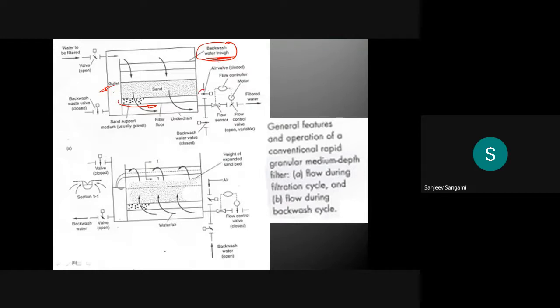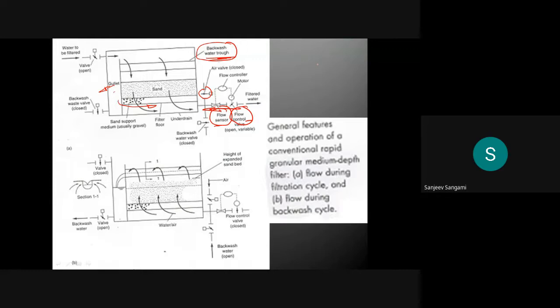Here you can see that air valve. Sometimes air will enter, so this is going inside the backwashing systems. Flow control will be there, and a flow sensor will be there. What flow control does is control the flow of backwash water.